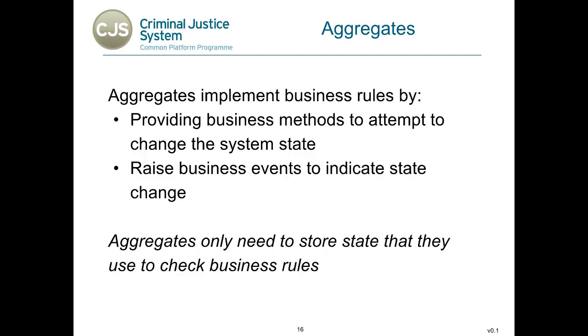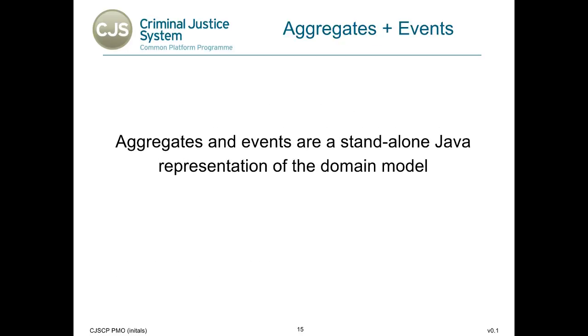So if information passes through a stream of events that isn't used for business rule checking, then you don't need to store it in an aggregate. It's of no relevance. You might need to capture it as part of an event, but you don't need to store it in an aggregate.